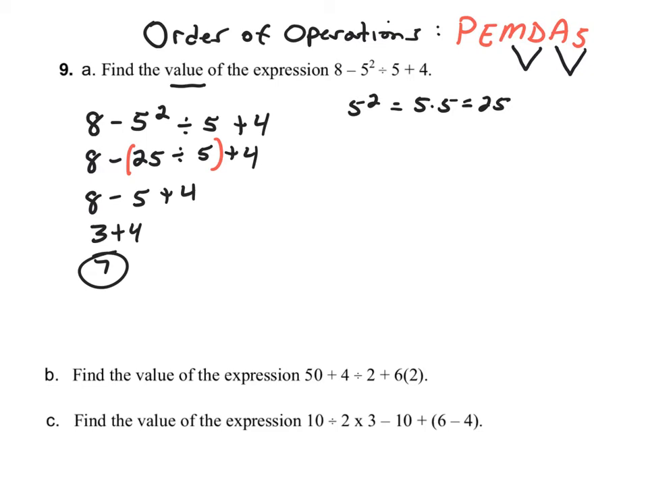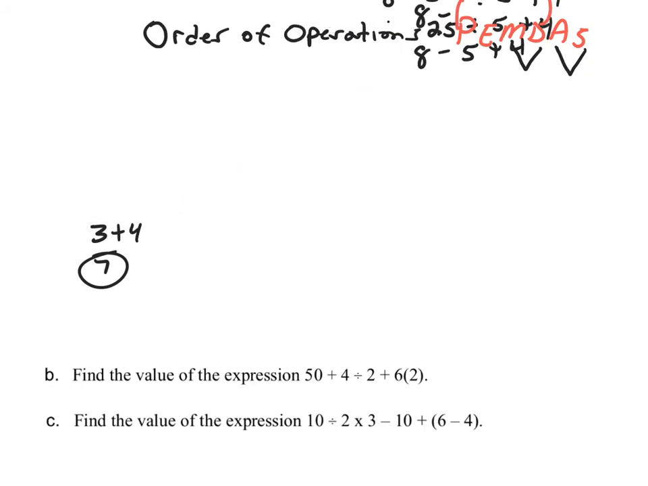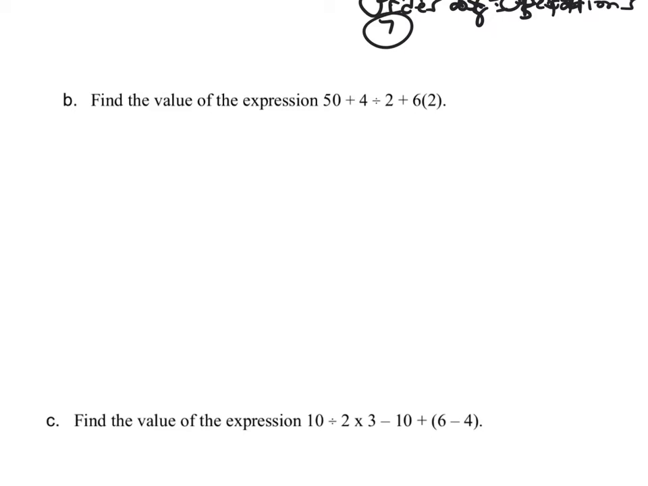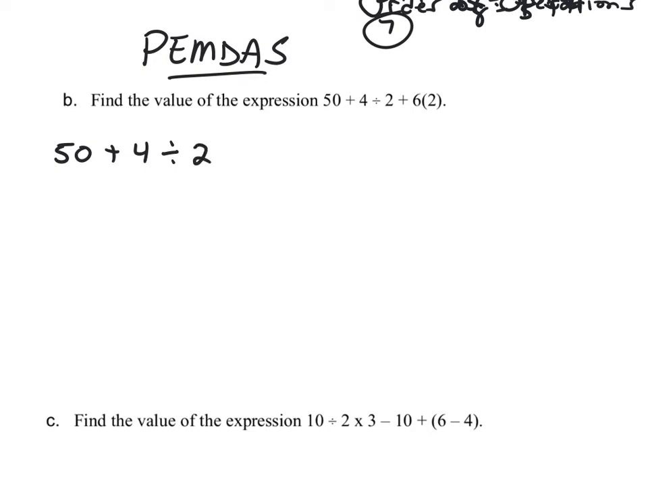Okay, let's do the next one. Let's move this out of the way. Bring up this one. Find the value of the expression. Remember, these are expressions. They're just numbers and operations blended together, and there's rules, and we have to follow PEMDAS. Please excuse my dear Aunt Sally. So find the value is find the answer. So 50 plus 4 divided by 2 plus 6 times 2.